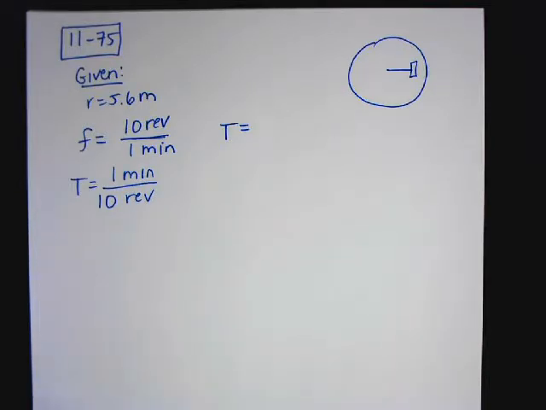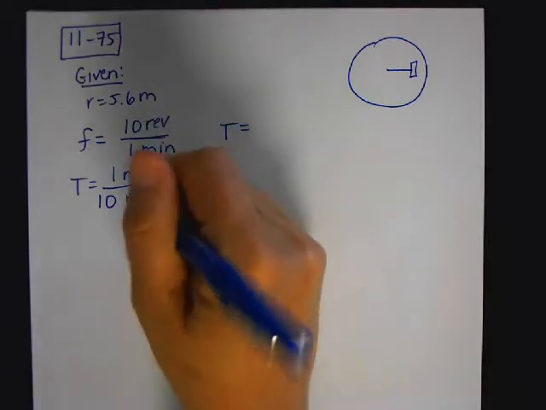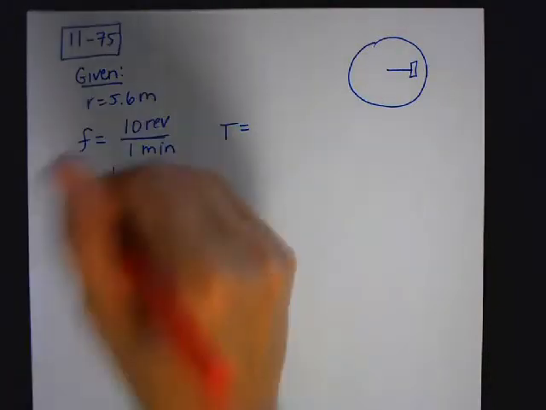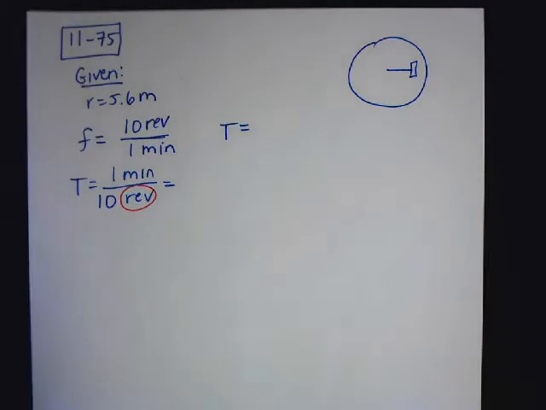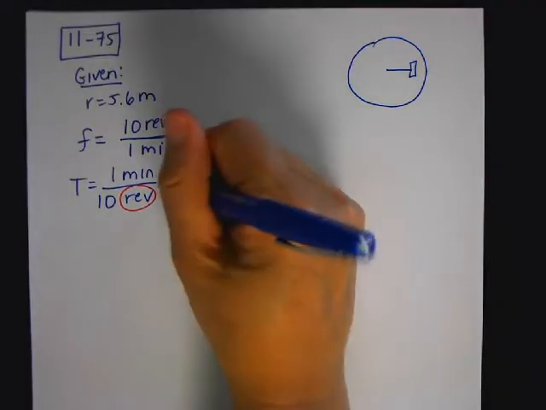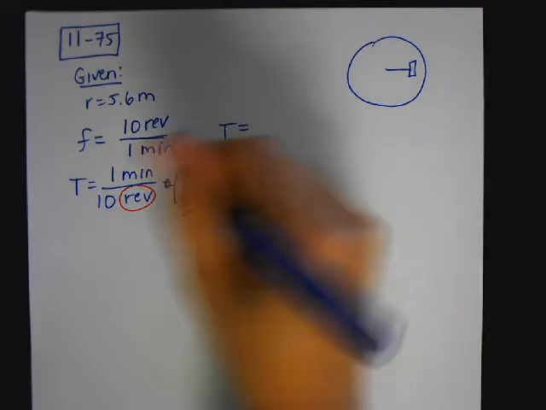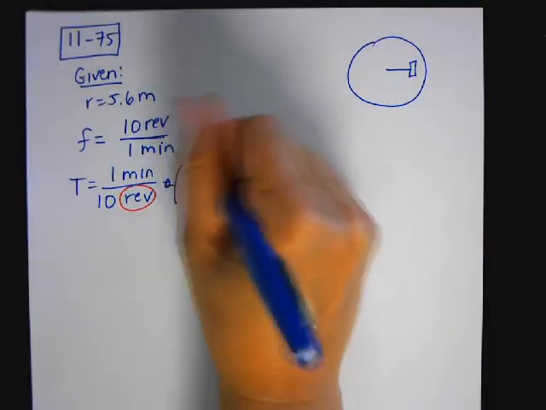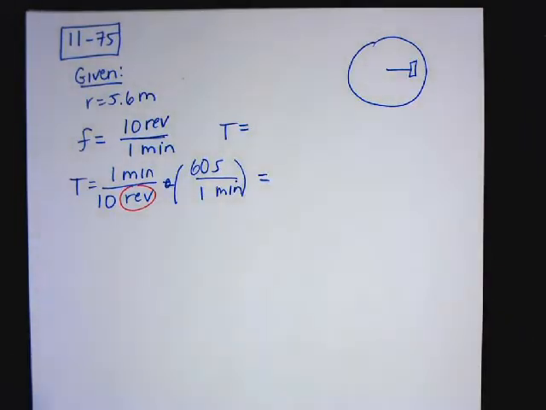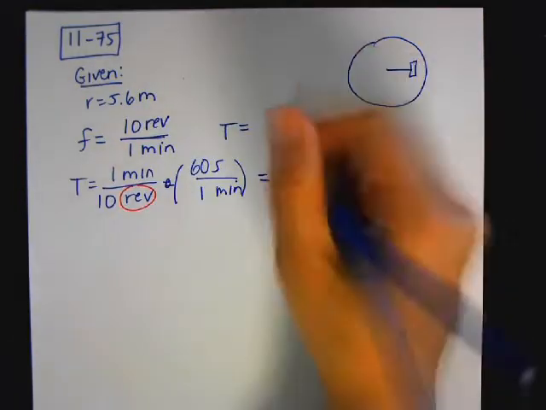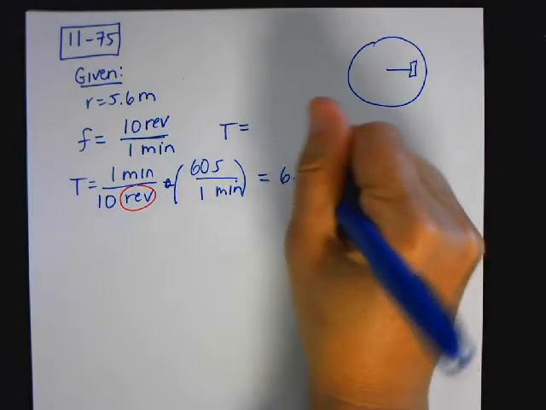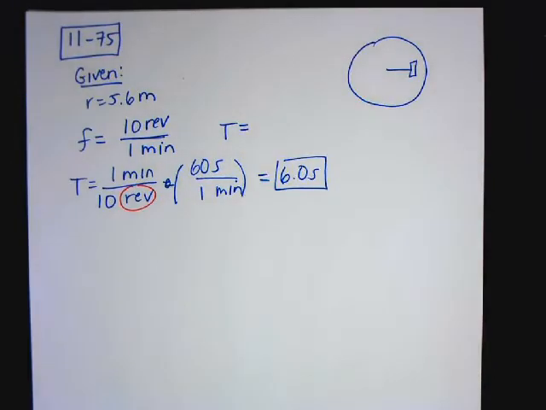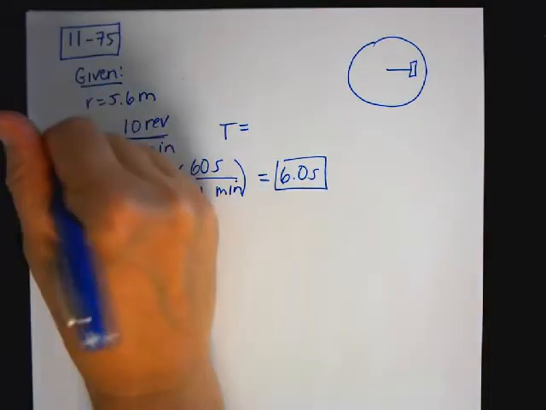Now, again, revolution is just a word, it's not a unit. I don't want minutes, I want seconds. So if I put minutes in the numerator, I put minutes in the denominator, and there's 60 seconds in 1 minute. When I do this on my calculator, 60 divided by 10 is just 6. So the period is 6 seconds, and that's also in my given. That was actually question A. It said determine the period.